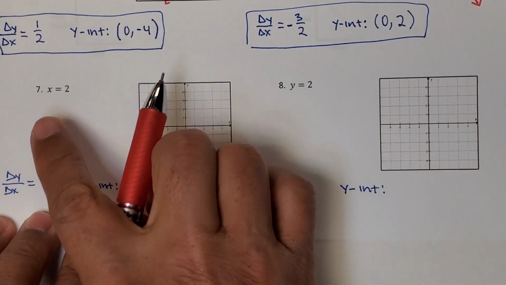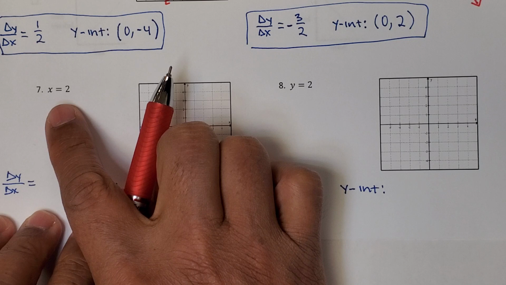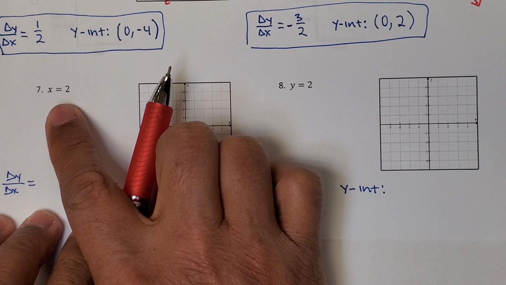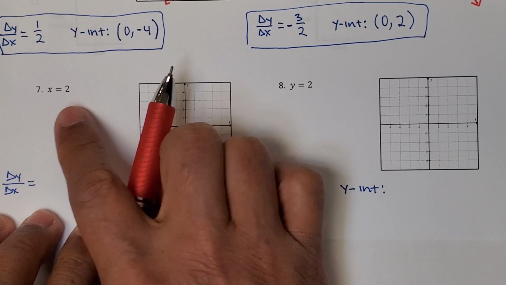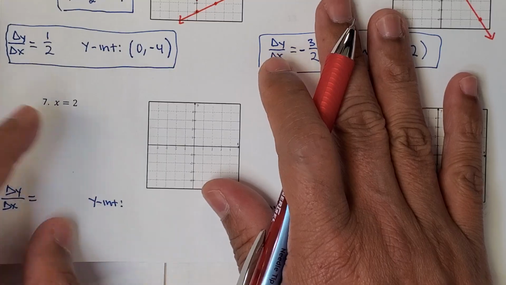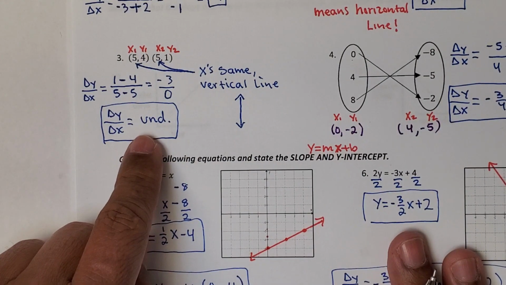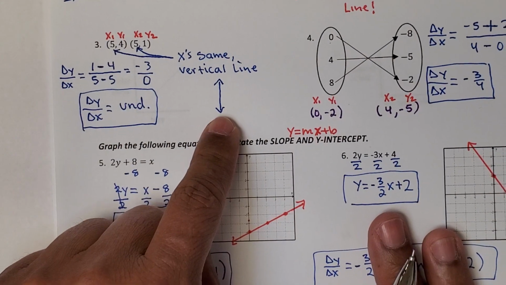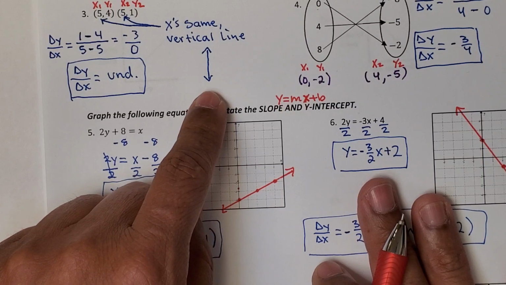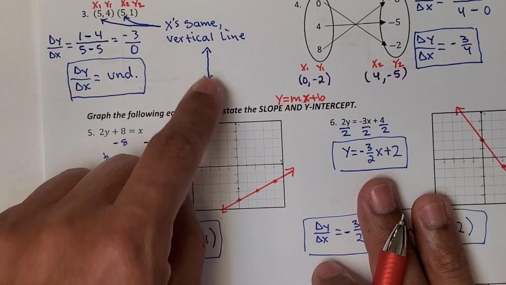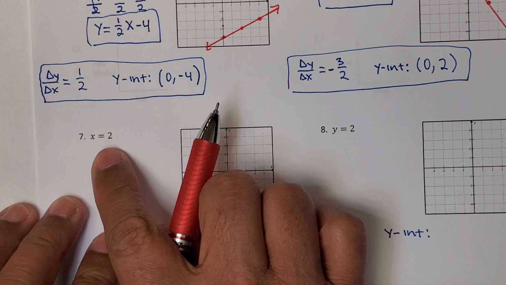Okay, so in this case I see x equals 2. That's all I see. So what does that tell me about the slope? The slope of this line is going to be what? See, we're running into something like this. Okay, the slope is undefined, so the line is going to be a vertical line. The question is, where's that vertical line going to cross the x-axis? It's going to cross it at x equals 2.